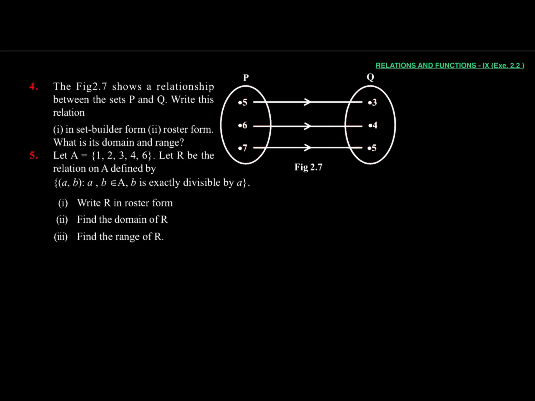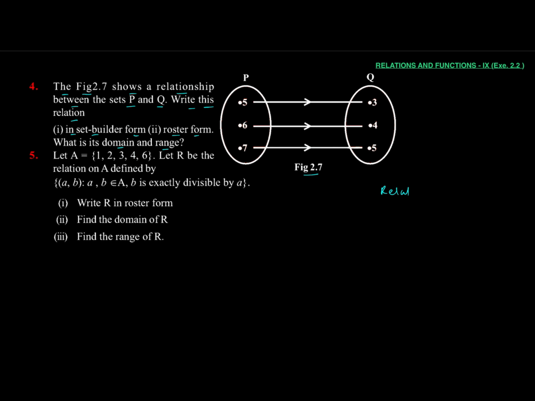So today in this video we are going to attempt question number 4 and question number 5 of chapter Relations and Functions of class 11th exercise 2.2 CBSE mathematics. Question number 4 is: the figure 2.7, that is this figure, shows a relationship between the sets P and Q. Write this relation. Part number first is in set builder form. Part number second is roster form. What is its domain and range?